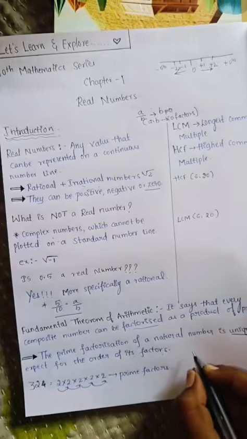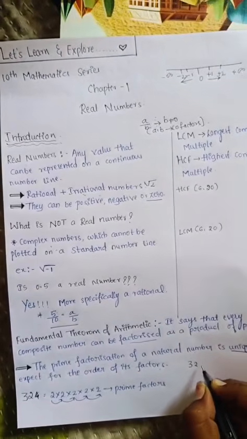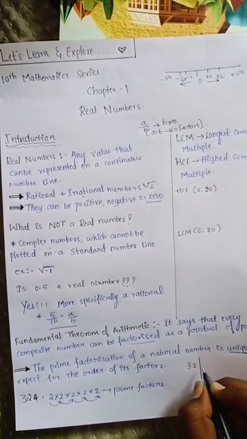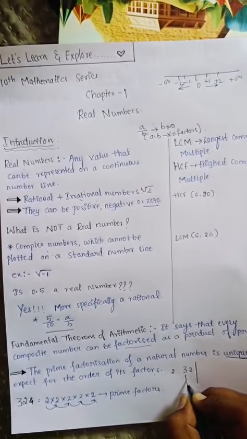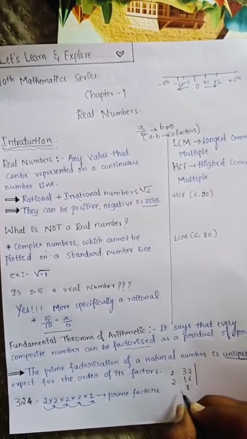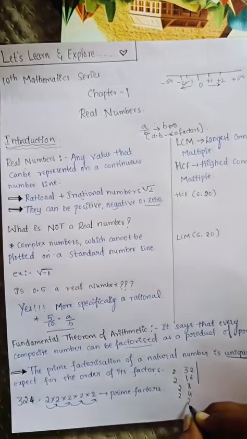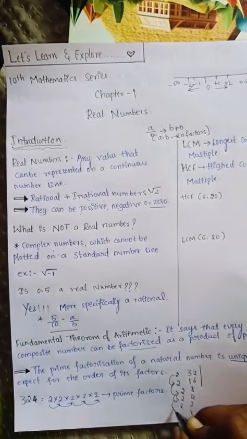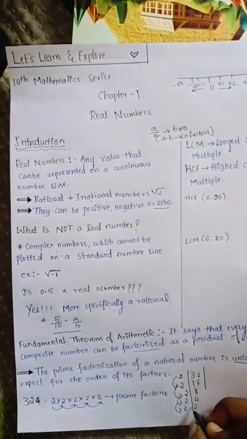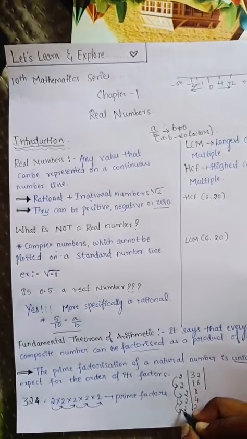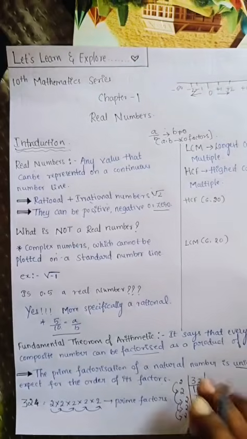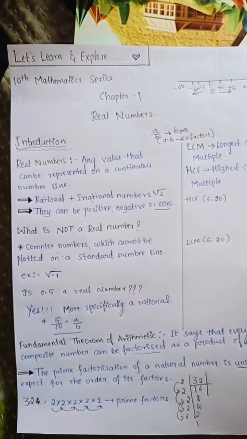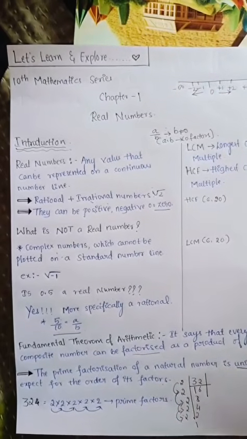Very basic example, 32 can be expressed as 2 16s are, 2 8s are, 2 4s are, 2 2s are, 2 1s are, 2 2s 4, 4 2s 8, 8 2s 16, 16 2s 32. These are the prime factors of 32. This is the very basic and fundamental theorem of arithmetic.